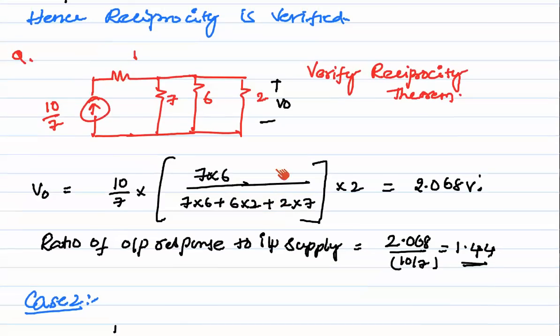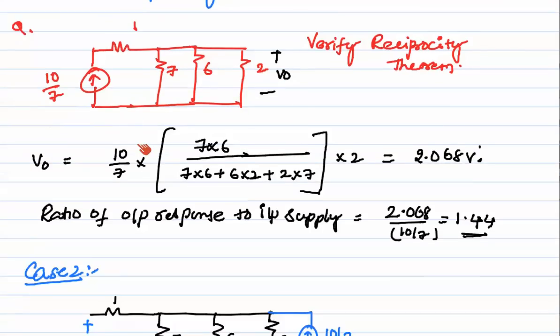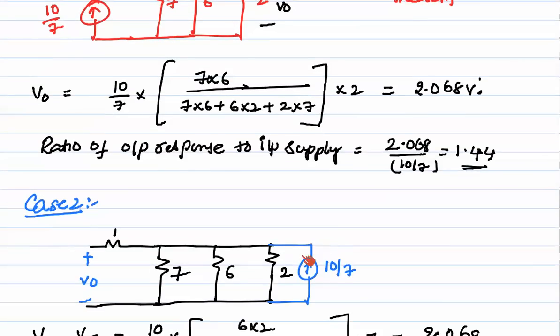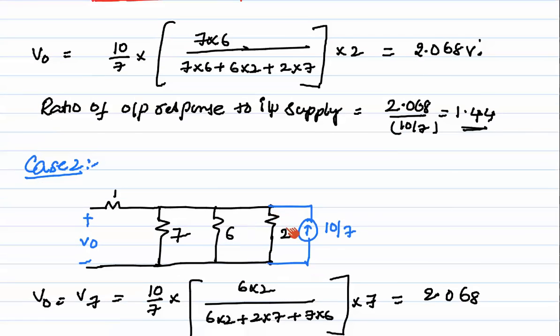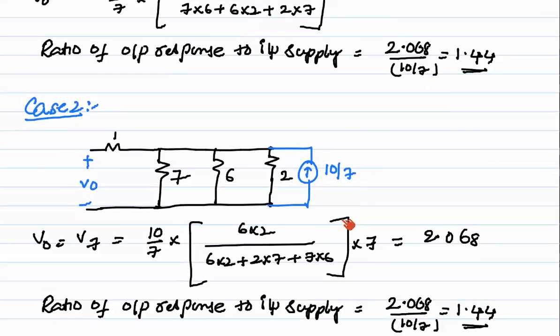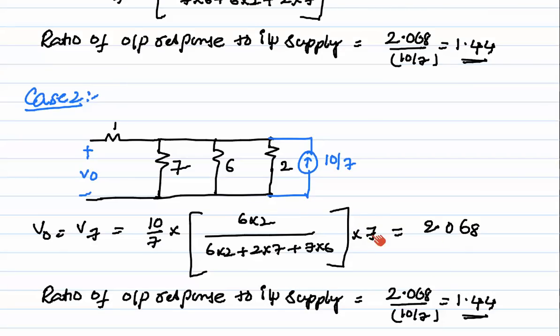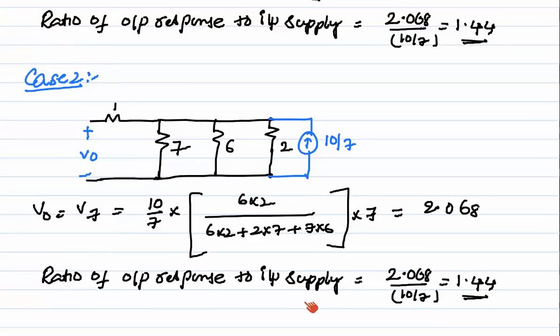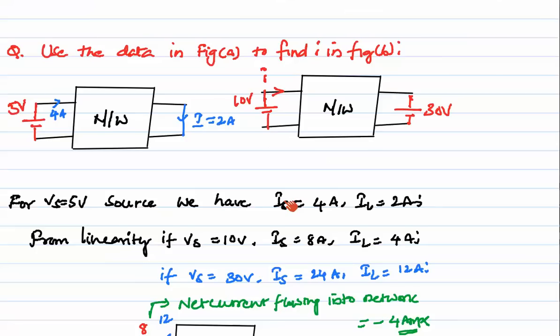Next case, what I have to do is change, that means the current source is to be connected across this and V0 is to be connected in series with this here. So I will redraw the circuit, observe here, and here we have source and here we have response. And next I will use the same formula which we have discussed earlier in my previous sessions. From this I got the 2.068 volts here. The ratio of output response to the input excitation is the same. That means hence reciprocity theorem is verified here.